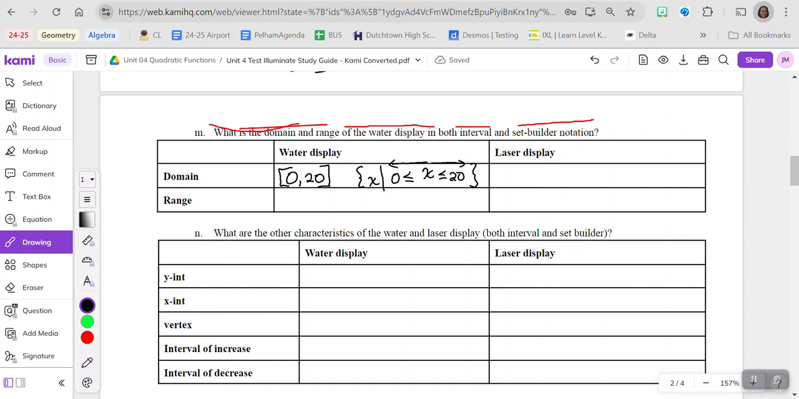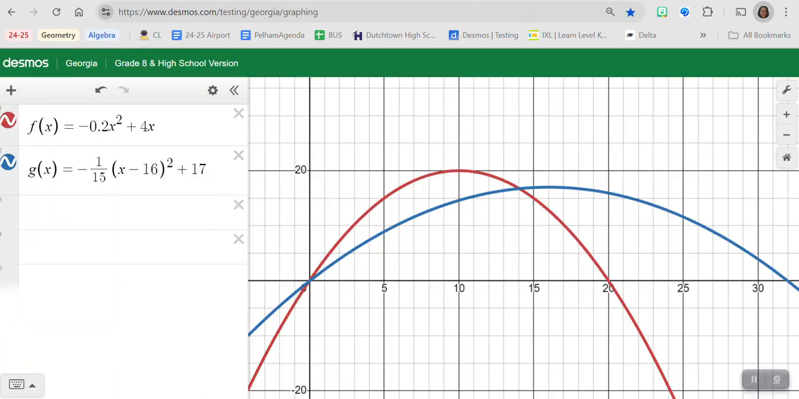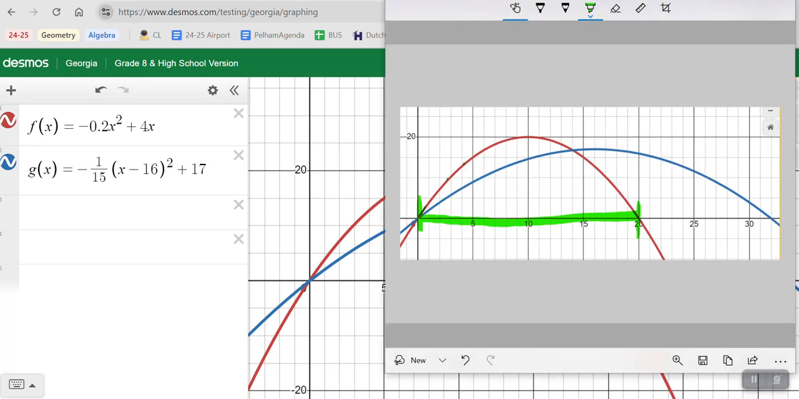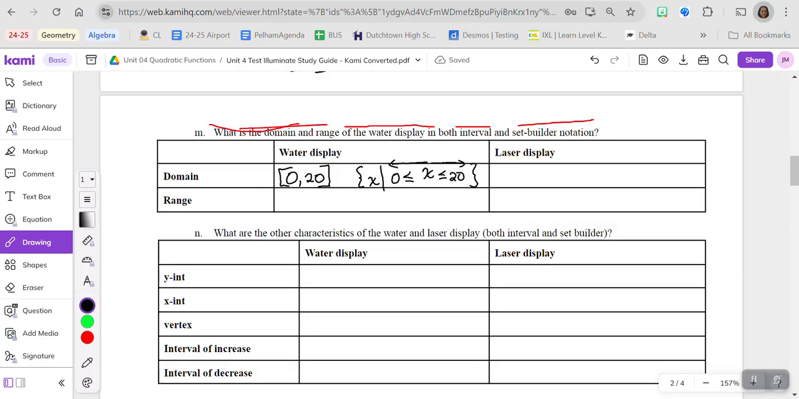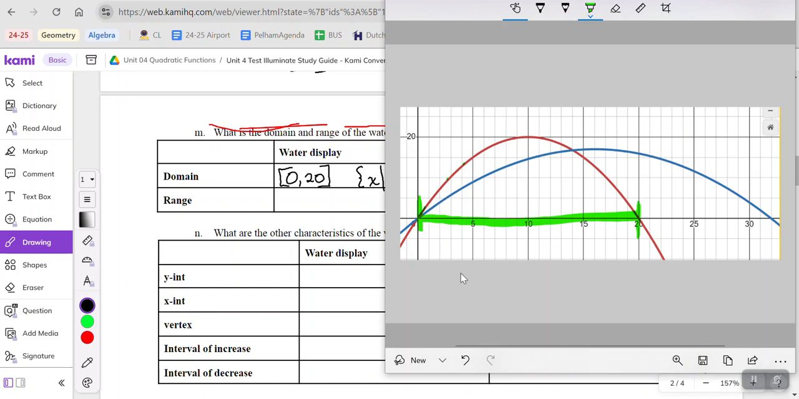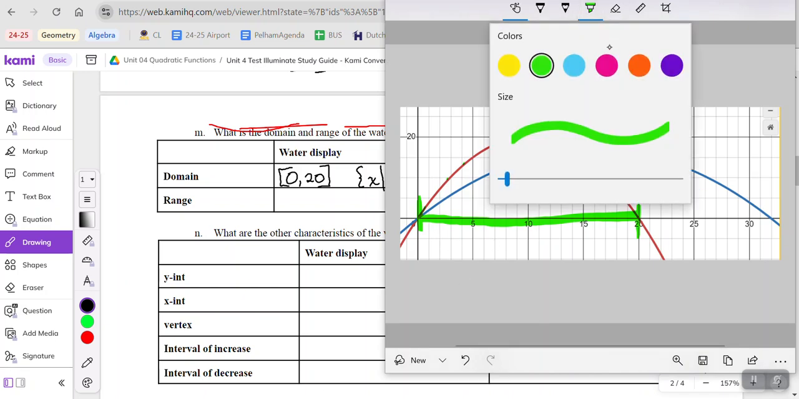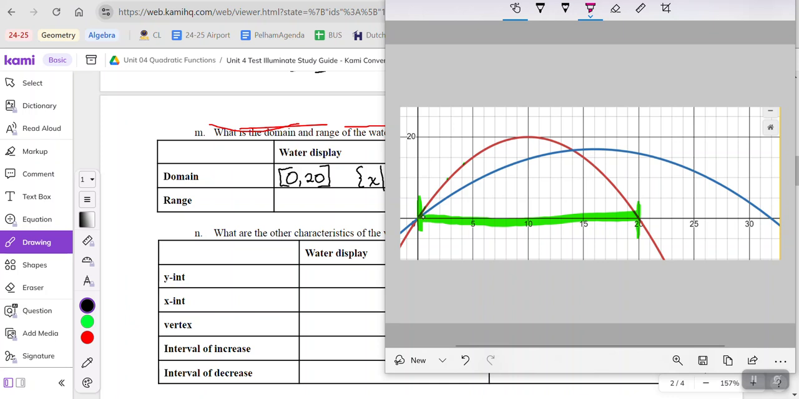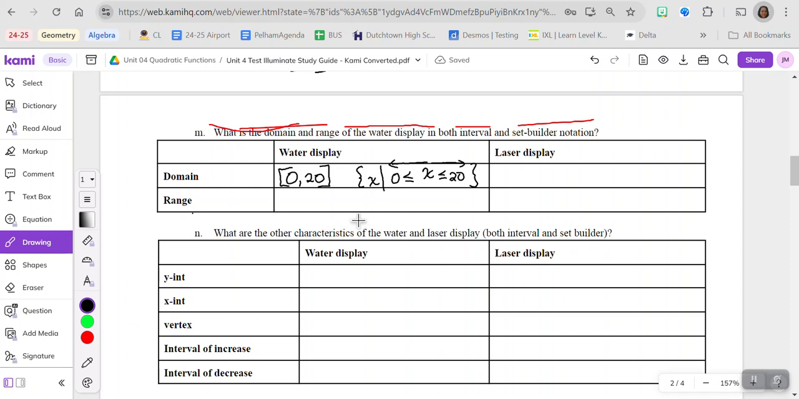The range of the water display. Okay, the range of the water display. Sorry, I went to the wrong right here. Is going to be on the y. So let me change the color of the highlighter. Nice bright pink. And for the range, the red one, the highest that it goes is here. Right? And the lowest that it goes is here. So this is the range between 0 and 20. It just happens to be the same number. So don't think it's going to be always the case. So the range is between 0 and 20.